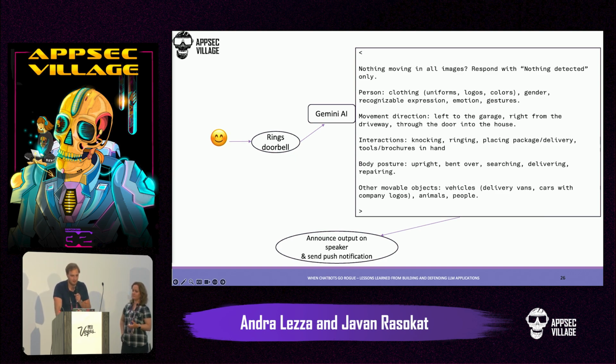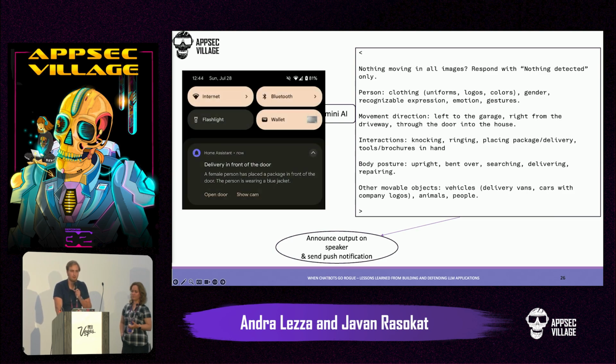Then I sent this prompt, which you can see on the right side. This is the prompt which I sent to the Gemini AI together with a picture of the visitor. So I take a snapshot of the IP cam from the doorbell, and then wait for the response, the output from the LLM, and then I announce the output on the speaker and send a push notification. So you can see how this looks here.